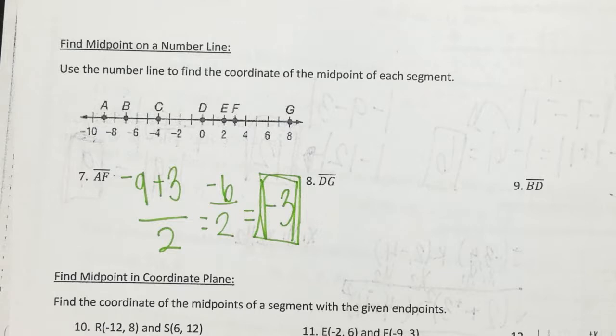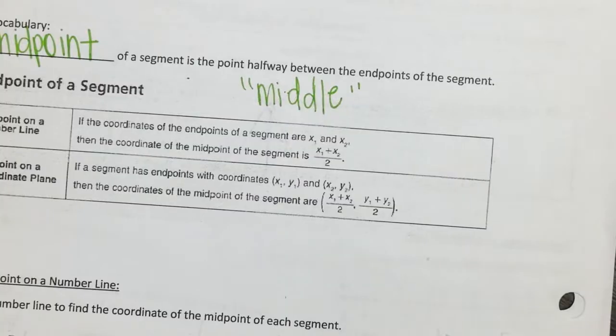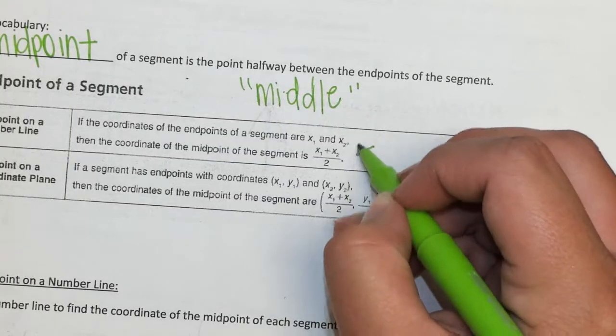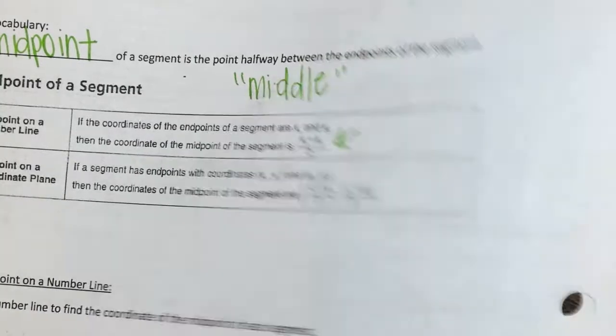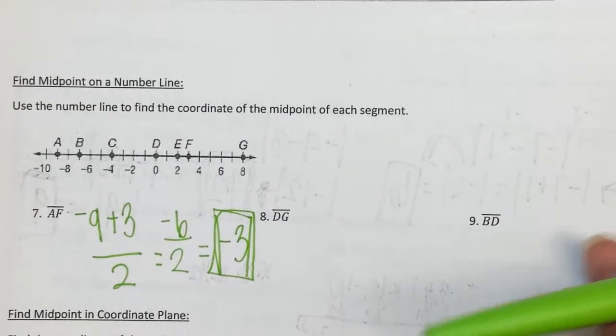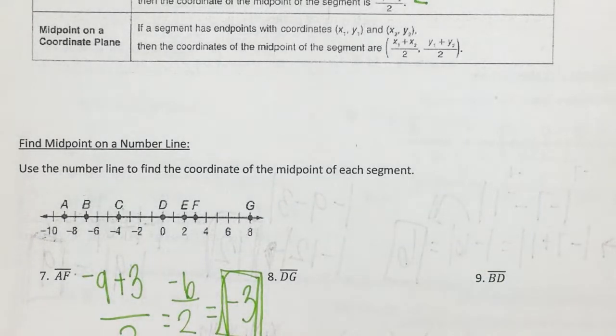Okay, try 8 and 9. Yes, Grant? Because A is on -9. It's in between -10 and -8, which means 9's in the middle. Because we're finding the middle of 2 numbers. Here's your formula right here. We're finding the average of 2 numbers, the middle. So try BG.